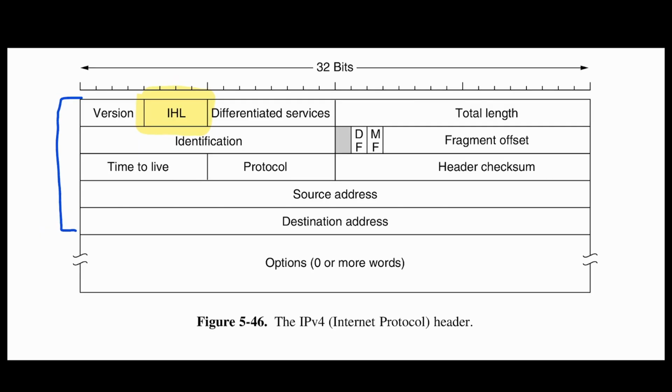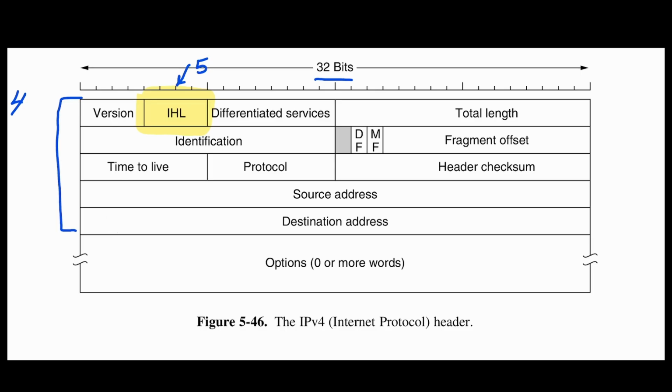Each row has 4 bytes, which is 32 bits. And 4 times 5 is 20. So the minimum number here is 5, telling us that we have 5 rows, which are 20 bytes.